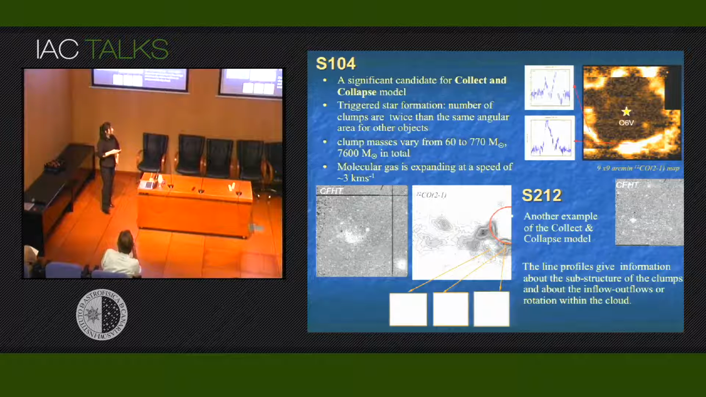S212 is another interesting object. It also has these collected layers, but this cluster, which we see located here, is mostly the cluster that contains the massive star itself.